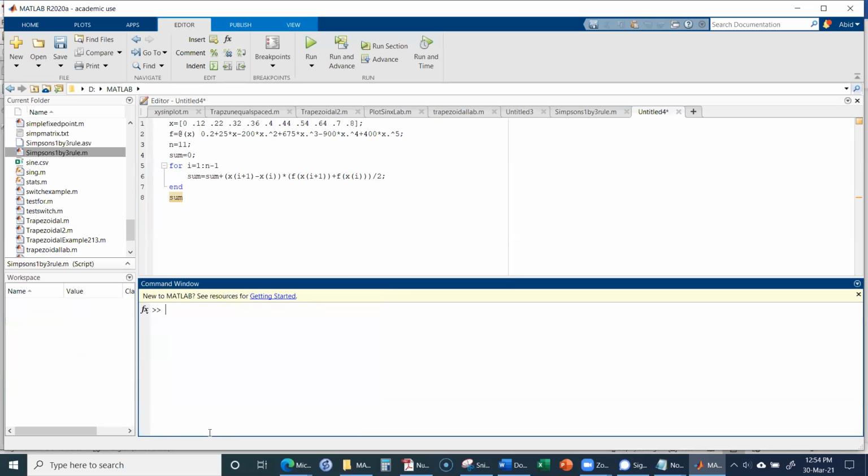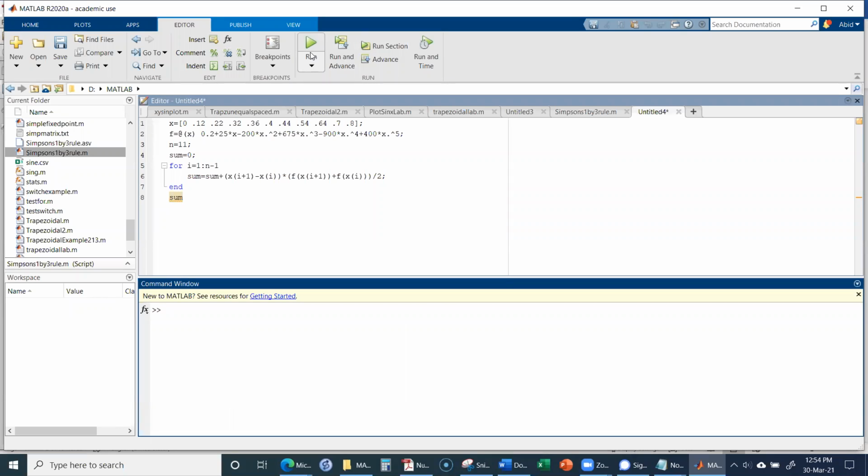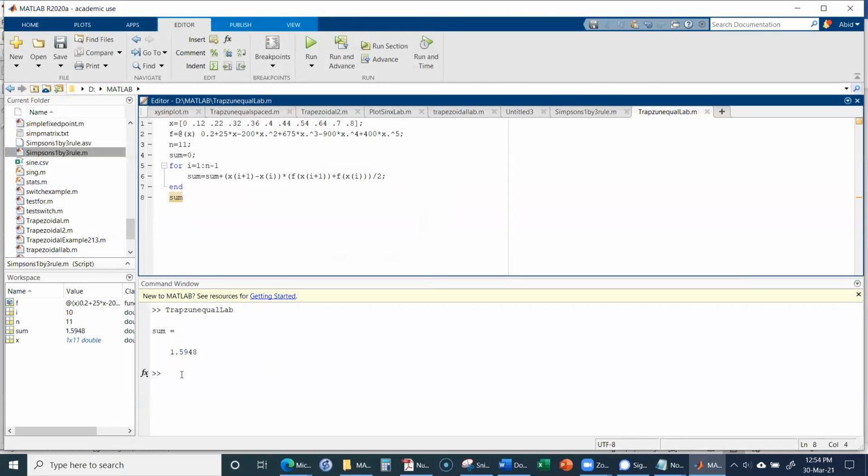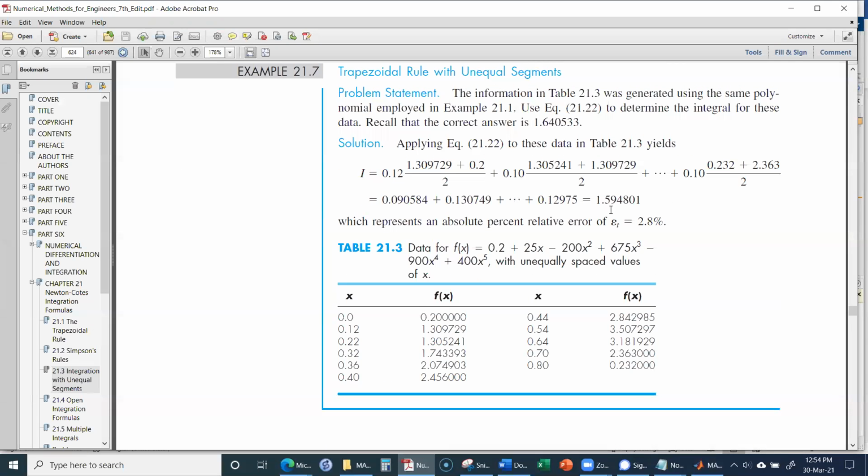Now let me run it. But before running it, I need to save it, as trapezoid unequal in the lab. Okay, it has run and given me the answer of 1.5948, which is the same as what we got over here, 1.594801.